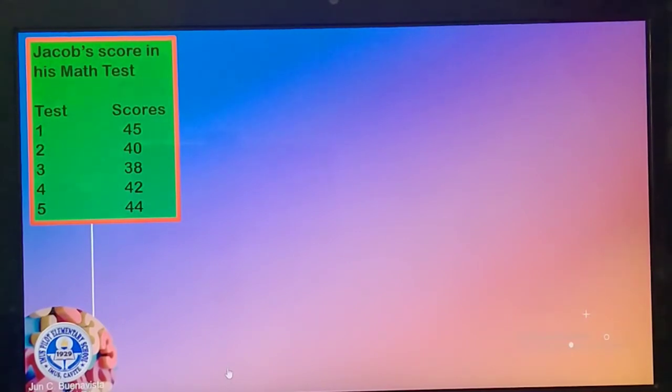Okay, so our tabular data is Jacob's score in his math test. So, ang test niya is test 1 hanggang 5. Then, ang scores, so test 1 niya, 45. Test 2, 40. Test 3, 38. Test 4, 42. Then, test 5 is 44. So, now we are going to plot or construct a line graph.